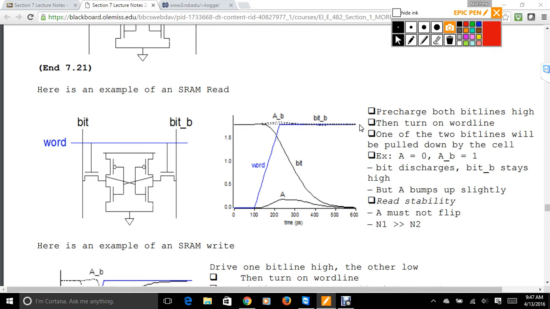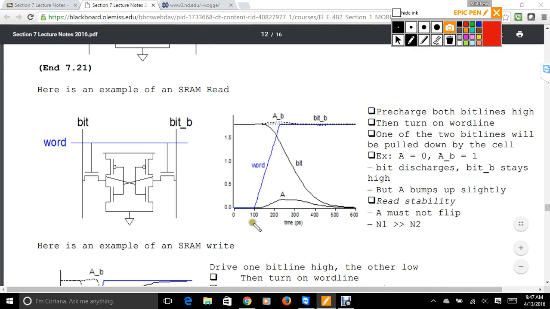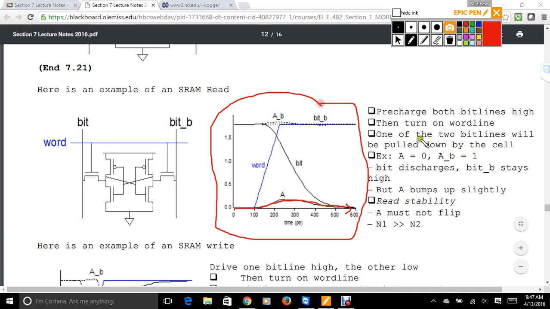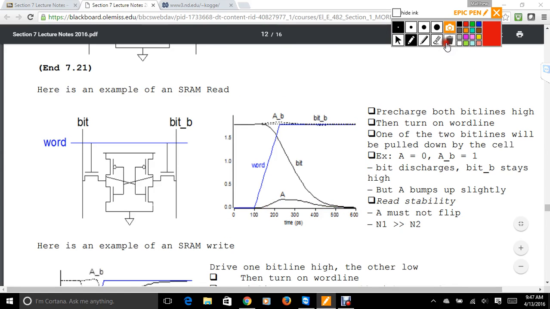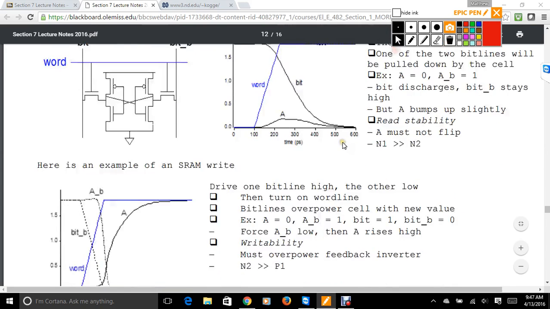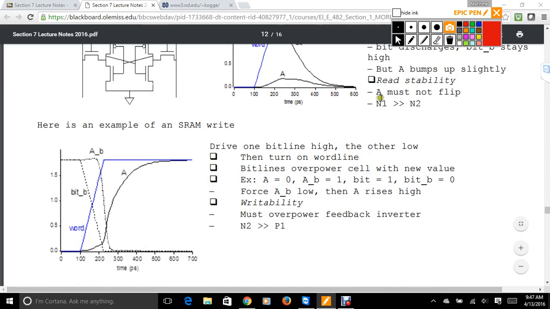This is an SRAM read, so you want to be able to take on the word line. You can't have it flip, so what ends up happening is it comes up, it doesn't avoid the noise margin, it comes back. This is what's physically happening when we actually read the SRAM cell. And SRAM write, this is what I just physically described. This is what ends up happening.